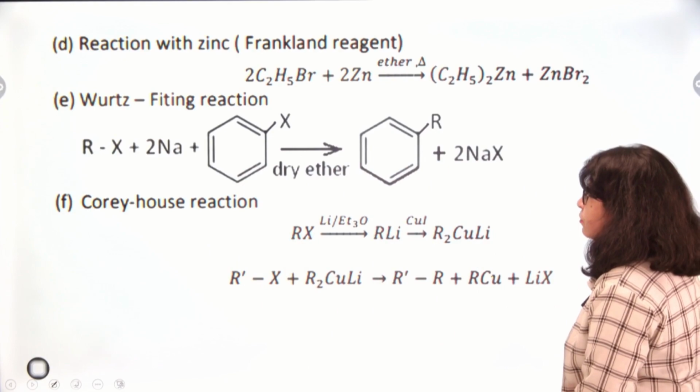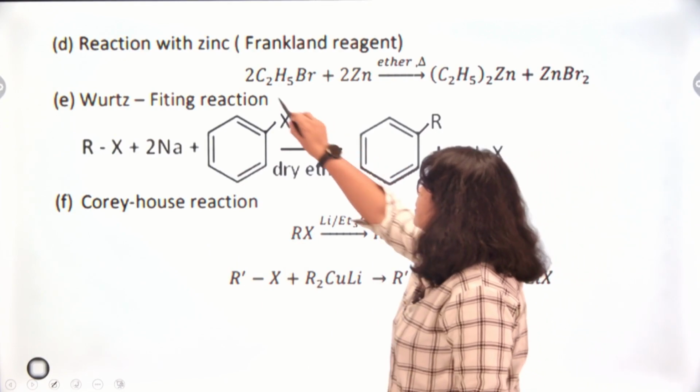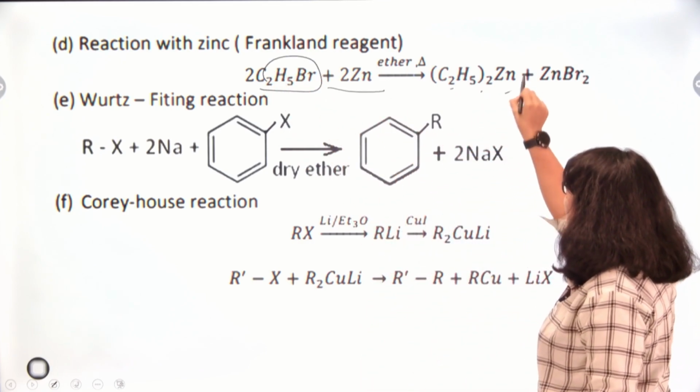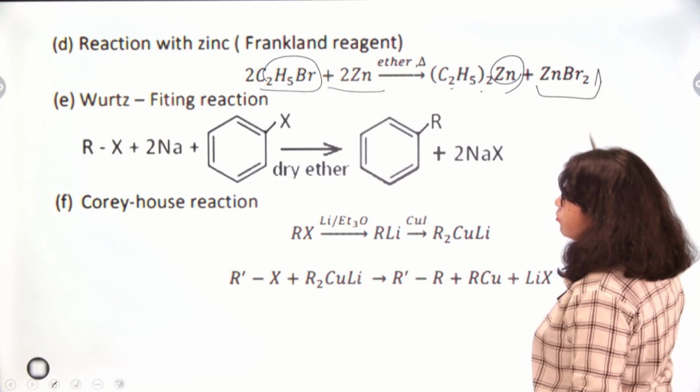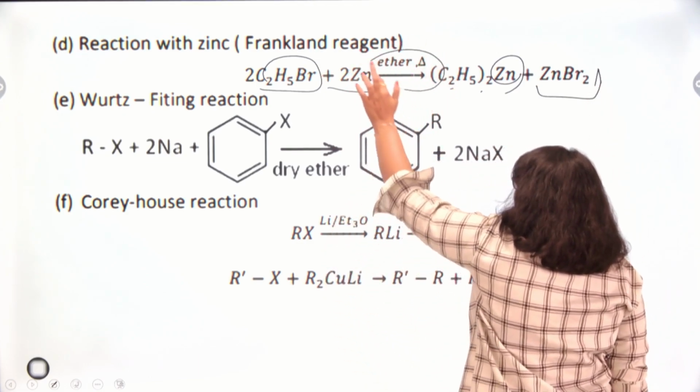Now if I see the reaction with zinc, it is called Frankland reagent. So here, C2H5Br reacts with zinc to give you (C2H5)2Zn plus ZnBr2. Zinc bromide is getting removed. Again it is taking place in the presence of ether and heat.